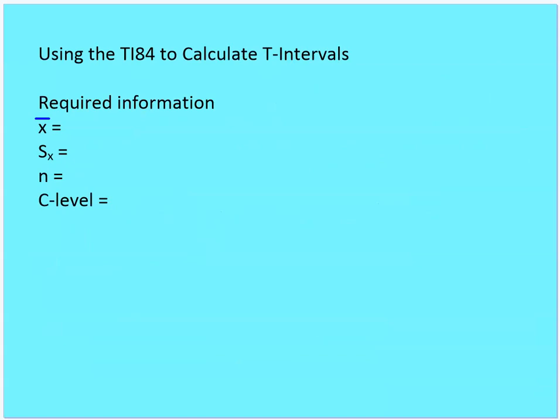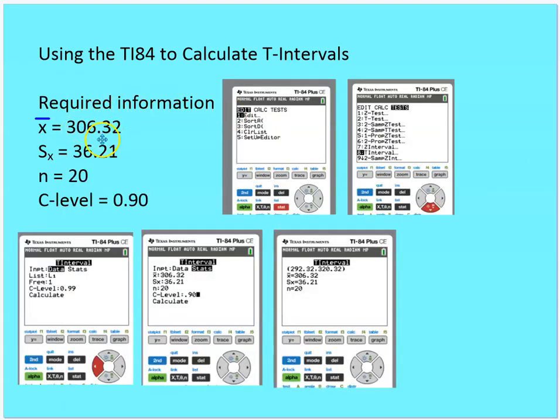And so we're going to populate that using this information here. So I'm going to populate that 306.32, standard deviation from the sample 36.21. Sample size is 20, and the confidence level is 0.90. So I'm going to go to my stat function.